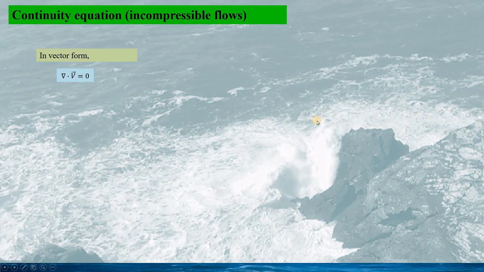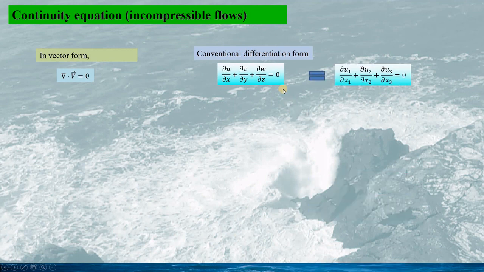For incompressible flows, the conventional expression of the continuity equation is given as this. In detail, the differential form of the continuity equation is written as this. Here, u, v, and w are the velocity components. And this is equivalent to the expression using indices. So in Einstein summation convention, this continuity equation can be written in this simple form.